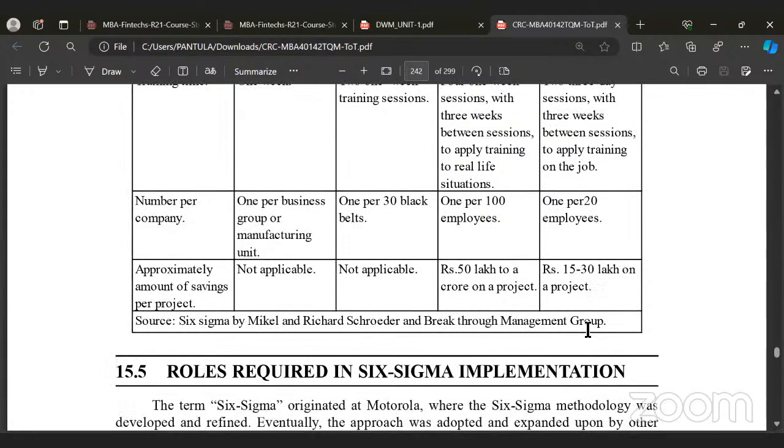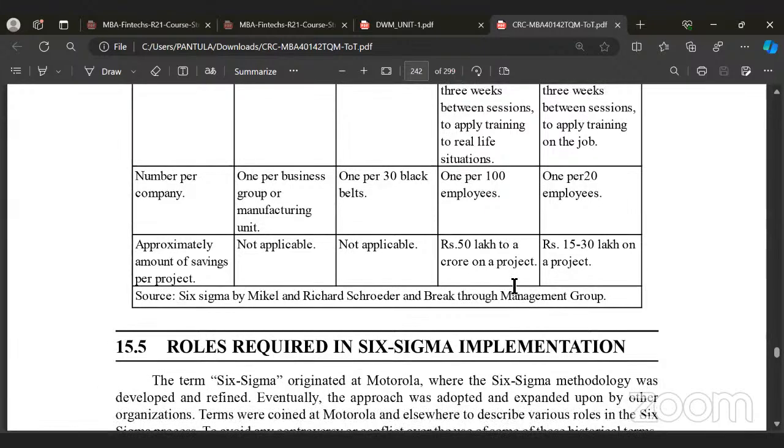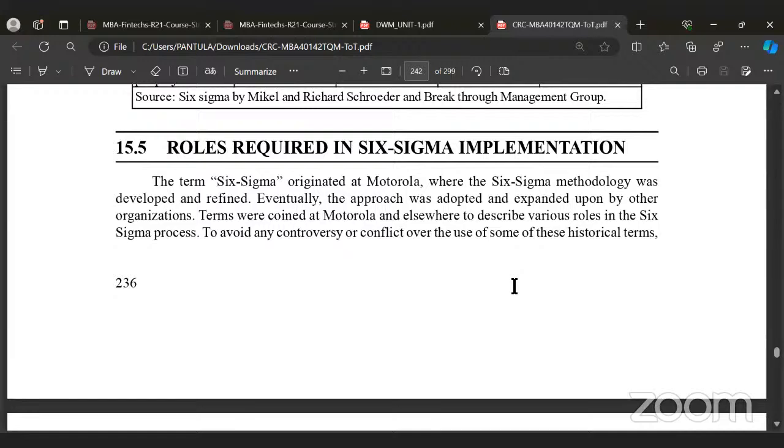Approximately the amount of savings, so not applicable here, 50 lakhs. It depends on the project they are going to say. Then, roles required for Six Sigma implementation.